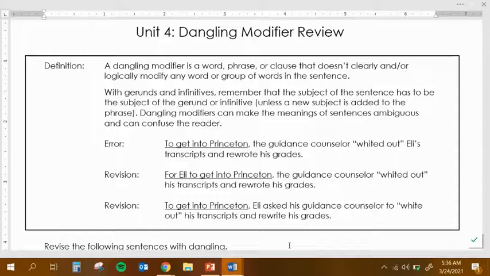So this works really well for an infinitive as well as for a gerund. Make sure that if you have a gerund, whether it's at the beginning or the end of the sentence, that it still agrees with the subject. Otherwise, it too would be dangling. So as you take a look at the very bottom of this worksheet, once again, try to figure out if the infinitive is dangling, how you could fix it, or if the gerund's dangling, how you could fix it as well.